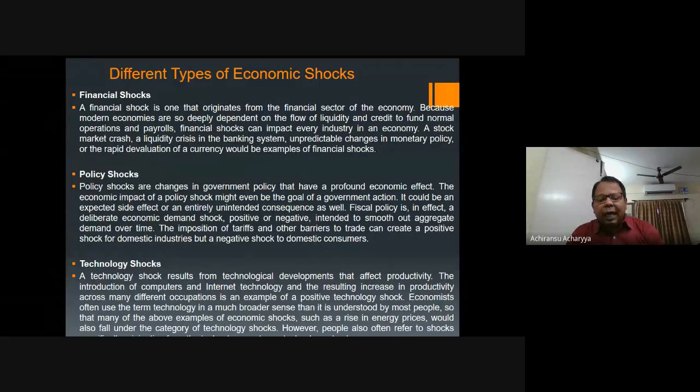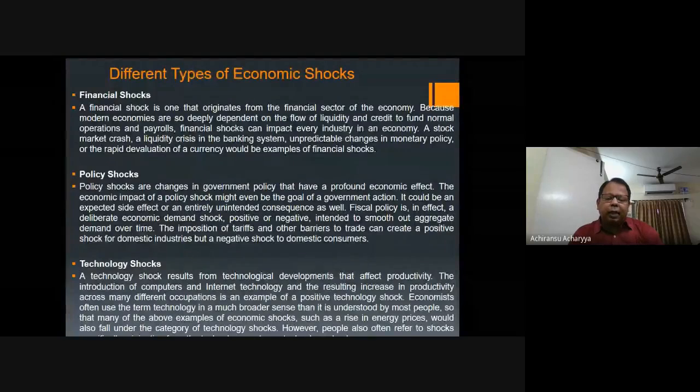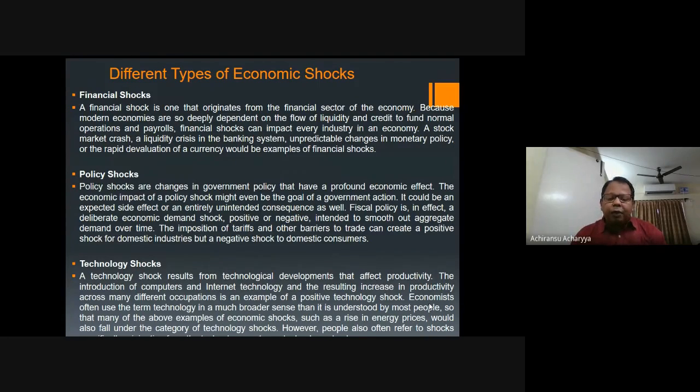And the imposition of tariffs and other barriers to trade can create a positive shock for domestic industries, but a negative shock to domestic consumers. Then you could have technology shocks, in the sense that a technology shock results from technological developments that affect productivity. The introduction of computers, internet technology, and the resulting increase in productivity across many different occupations is an example of a positive technology shock. So, these are some of the other shocks that we should be aware of.